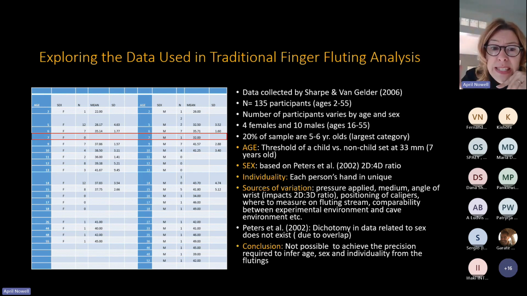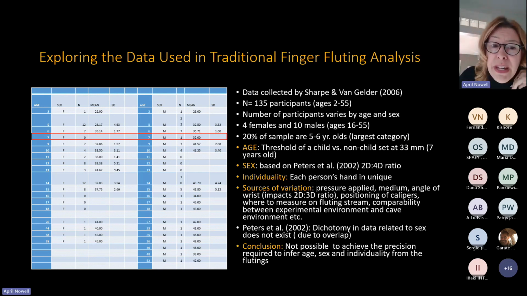Also, the angle of the wrist, which is particularly important if you're trying to get that 2D/4D ratio. The positioning of the calipers, where you're close to the flutings but not touching them. So how you're positioning it can also add or subtract a millimeter.